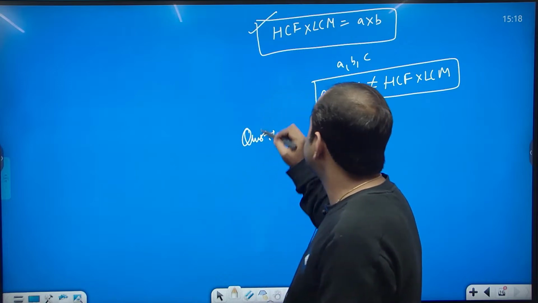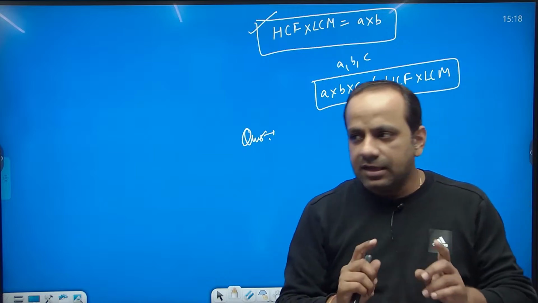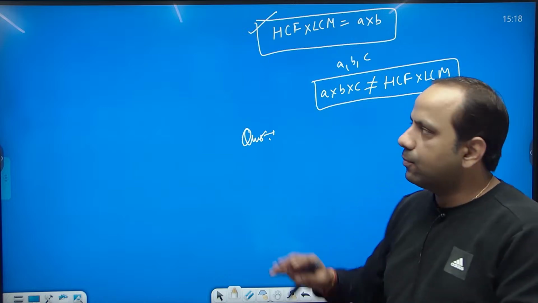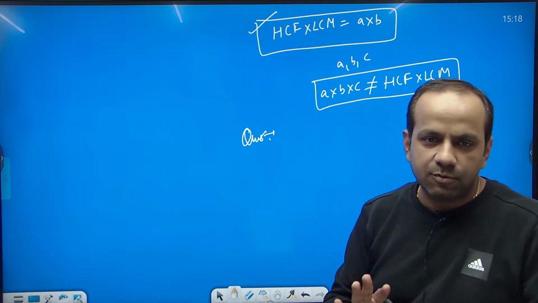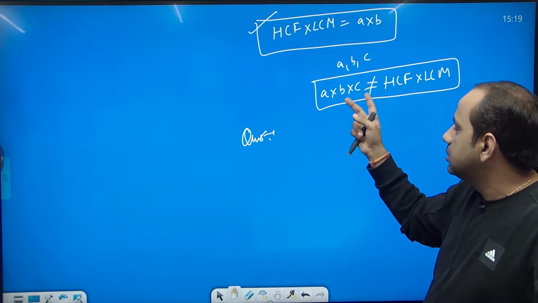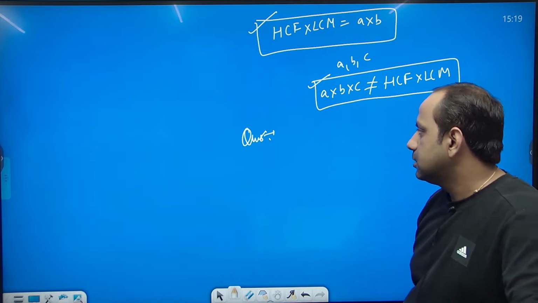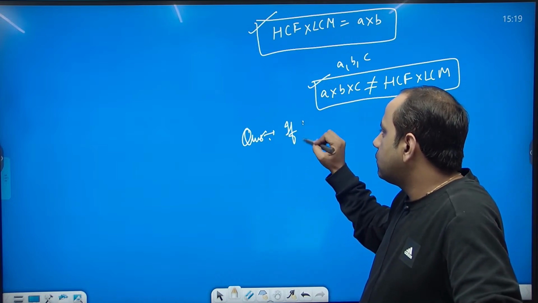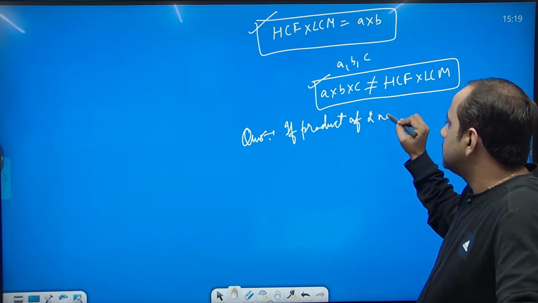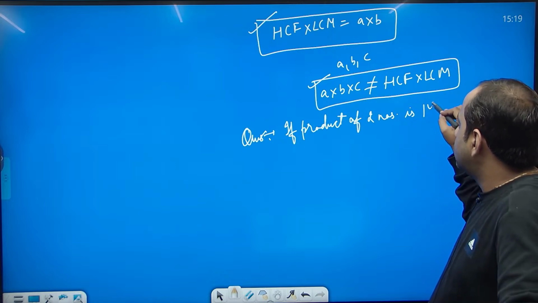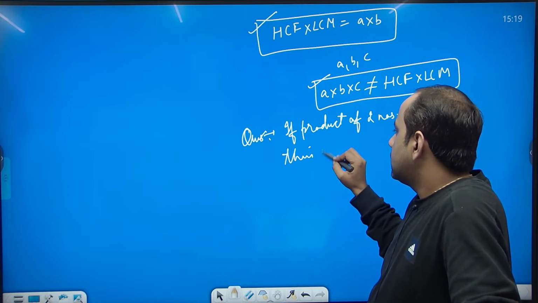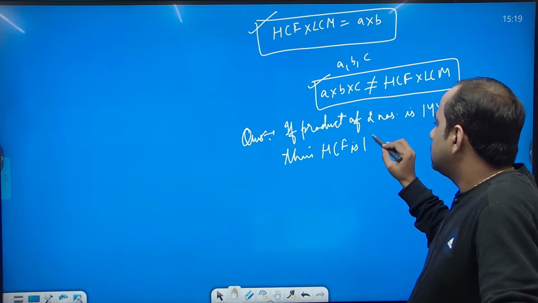ये कॉन्सेप्ट क्लियर है? Product of two numbers. Make sure that you understand this concept. This rule is applicable only when we have two numbers. If product of three numbers are there, that is not equal to product of their HCF and LCM. Okay. So we can expect a question on this concept, क्योंकि normally students गलत कर देते हैं ये. Okay, if I say that if product of two numbers is let's say 144, and if their HCF is 16, you have to find their LCM.